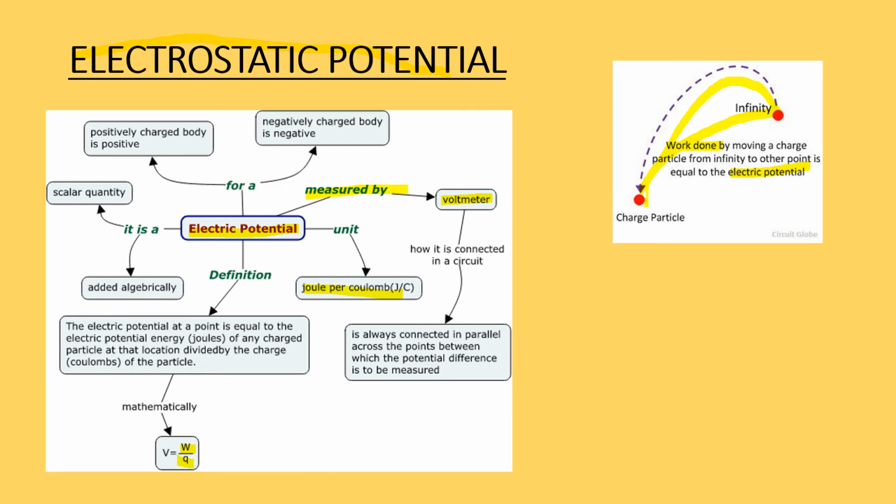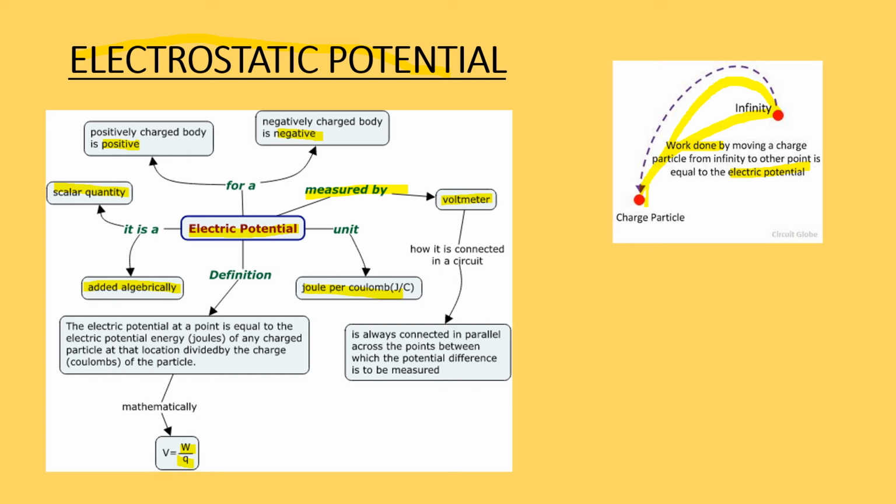Electric potential can be positive and it can be negative. It depends on the body. If the charge on the body is positive, electric potential becomes positive. If the charge on a body is negative, electric potential becomes negative. Electric potential is a scalar quantity and it can be added algebraically. For example, for one system we have electric potential -3 and for another system we have electric potential 5. So what is going to be the total electric potential? -3 plus 5 becomes 2.